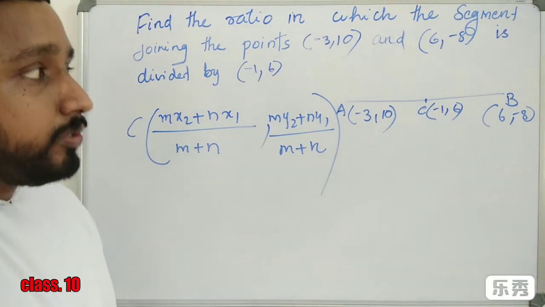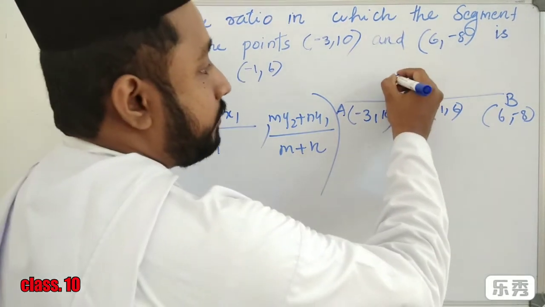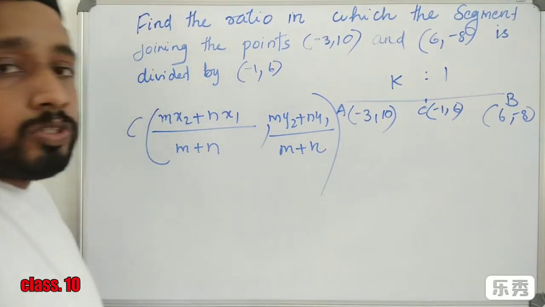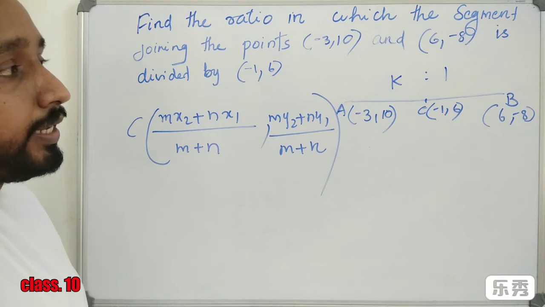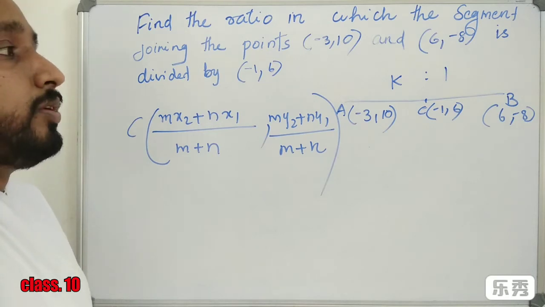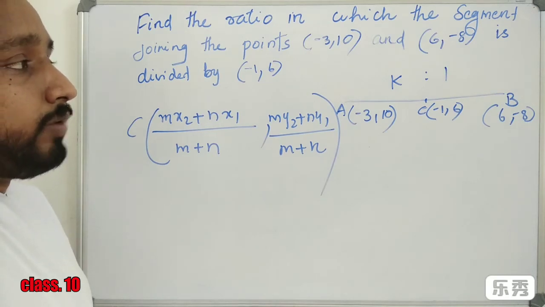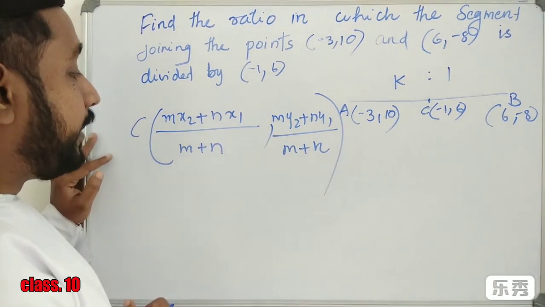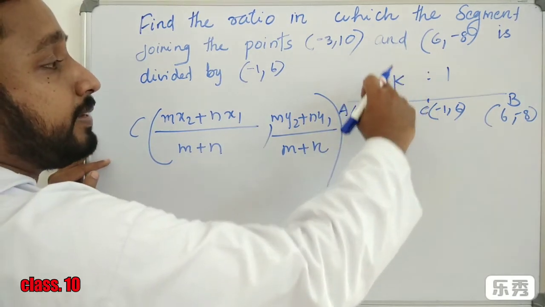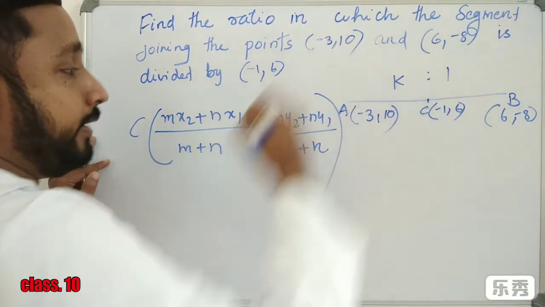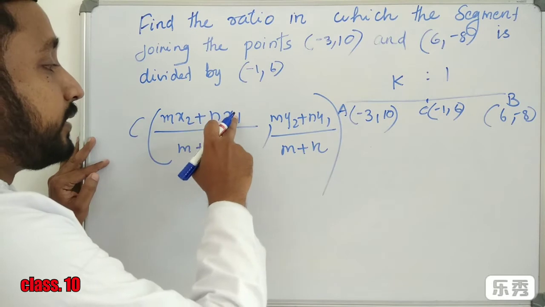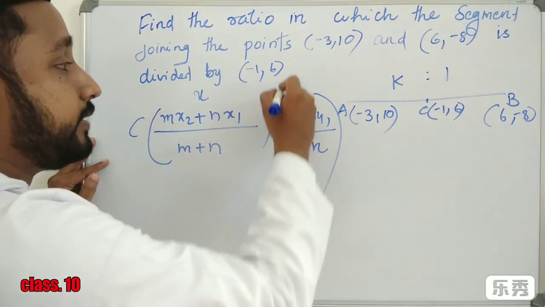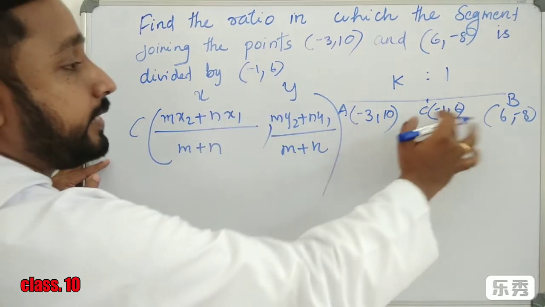So we are going to write the ratio. We are going to take the ratio as k is to 1. Now our formula is (mx2 plus nx1) by (m plus n). Here taking m as k and n as 1. So this is x and this is y. That is, we are finding C(x, y).